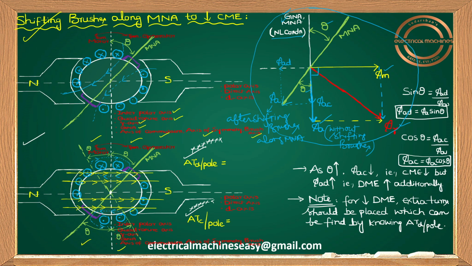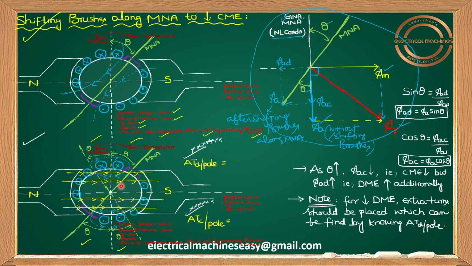Once again, whether pi a is opposing your pi m or aiding pi m, you have to see this one, not this one. Let me use the laser pointer. You have to see this portion, not this portion, because there is no main flux here. If you see the magnetic region, this is where the main flux is there. Your pi m is from left to right, your pi a is from right to left. Yes, it is opposing.